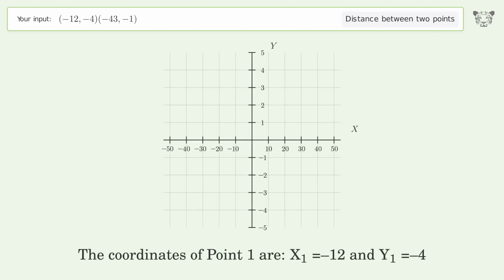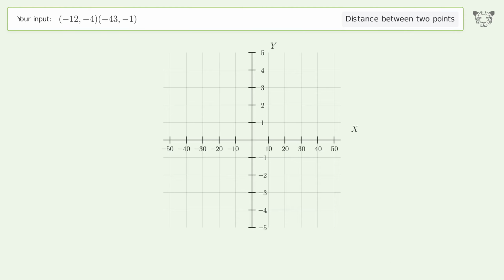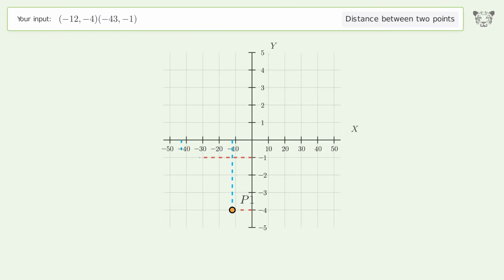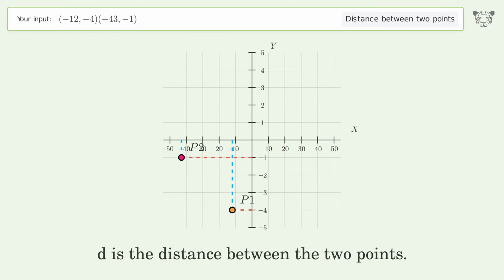The coordinates of point 1 are x1 equals -12 and y1 equals -4. The coordinates of point 2 are x2 equals -43 and y2 equals -1. D is the distance between the 2 points.